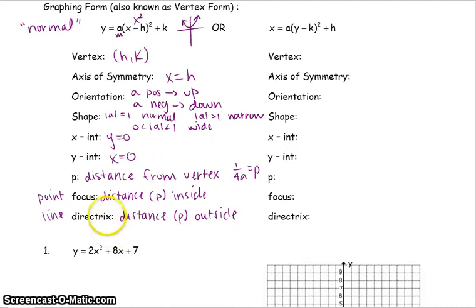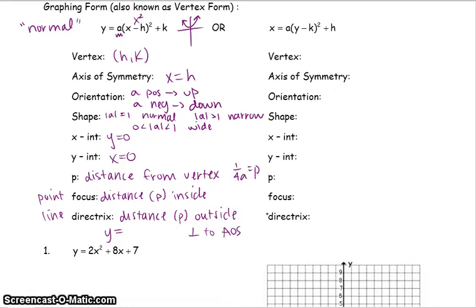And for a parabola that is opening up or down, if the directrix will never touch it, that means it's going to have to be horizontal, so it's going to be in the form of y equals. Okay, and something to note is that it's going to be perpendicular to our axis of symmetry.